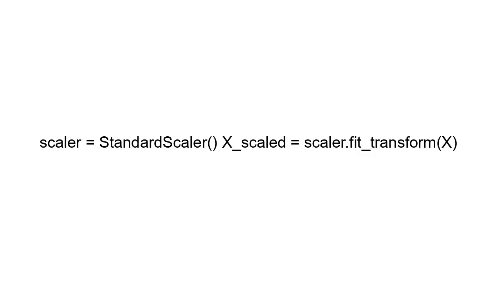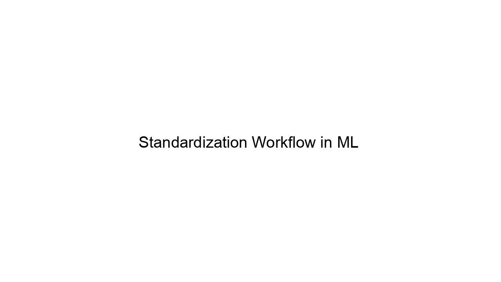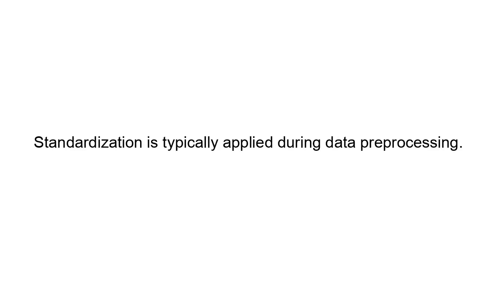Example Python code. Standardization can be implemented using scikit-learn. Import the scaler from sklearn.preprocessing: import StandardScaler. Apply standardization. scaler equals StandardScaler(). X_scaled equals scaler.fit_transform(X). This converts features into standardized values.